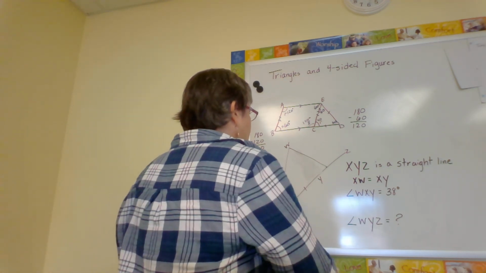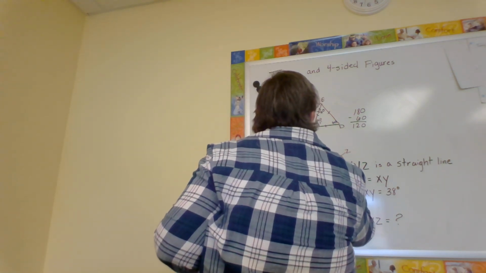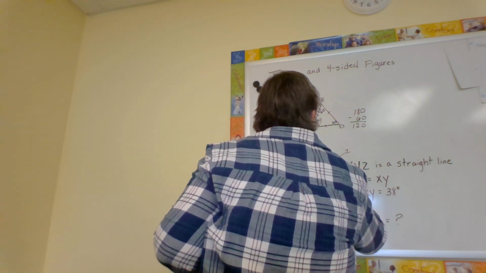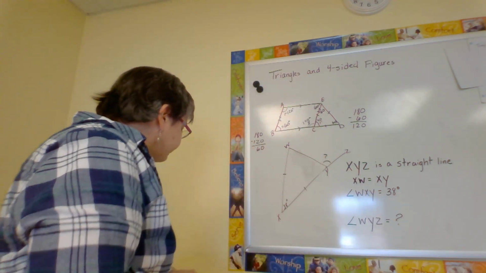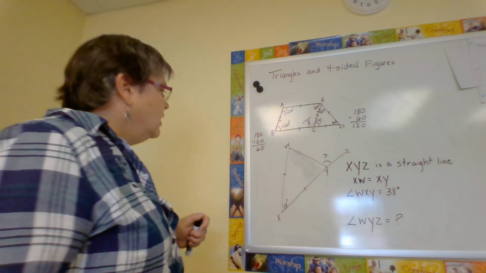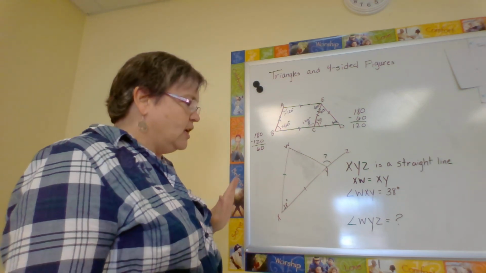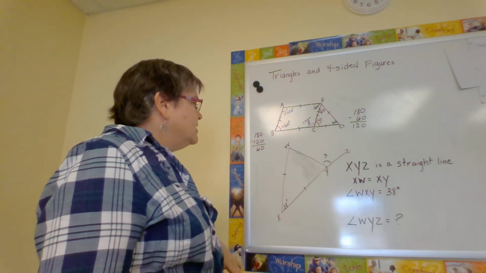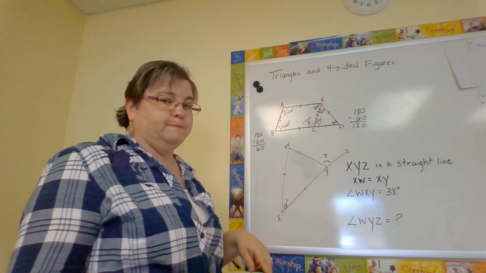WYZ. Oh, WYZ. They want me to find this angle. Okay? They want me to find that angle. All right. That's not that hard. And you're like, yes, it is. No. Okay, first thing I know is that this is an isosceles triangle.